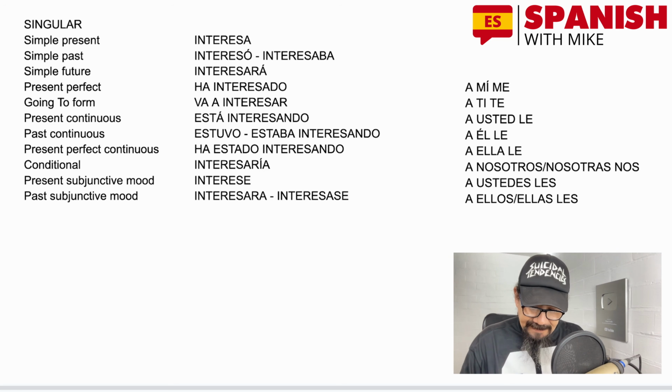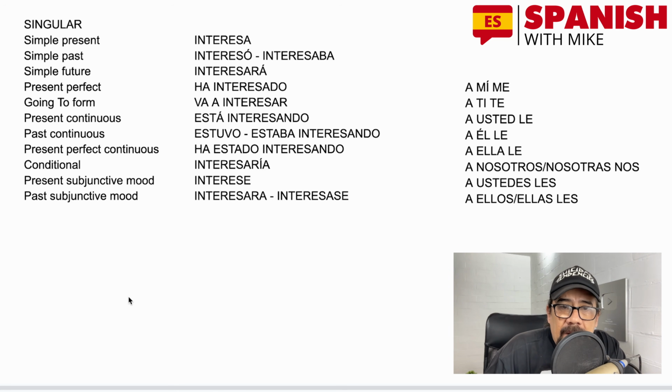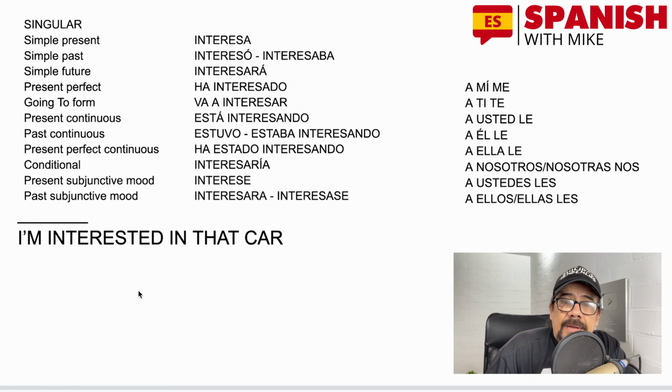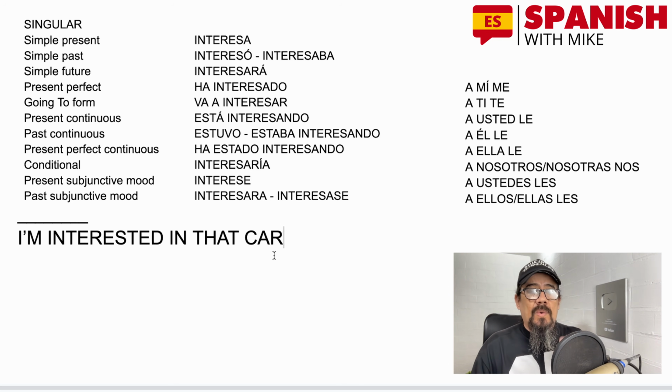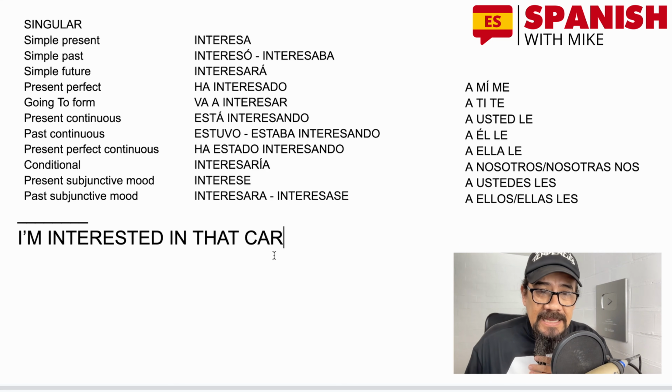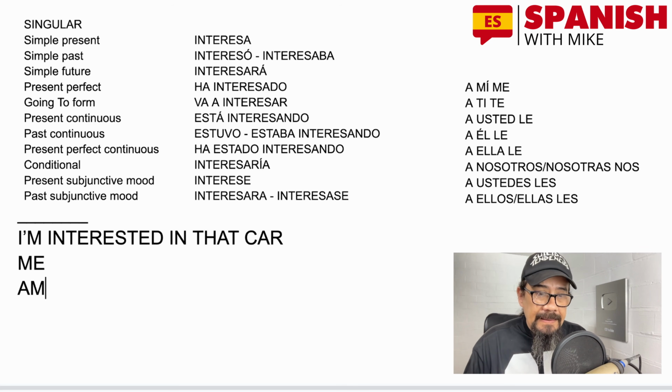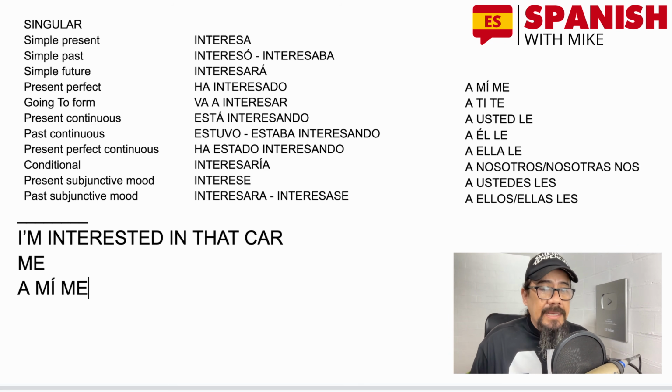I say, I'm interested in that car. Let's say I want to buy a car and I say, hey, I'm interested in that car. I'm interested in that car, right? Remember, we can translate this as estoy interesado, but we're going to go with the regular way that we use this, me interesa. Me interesa. So first, the pronoun is I. So I can go either with me or a mí me. We can go with both of them.